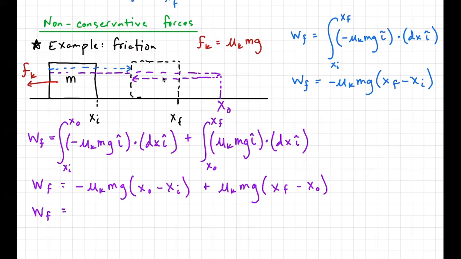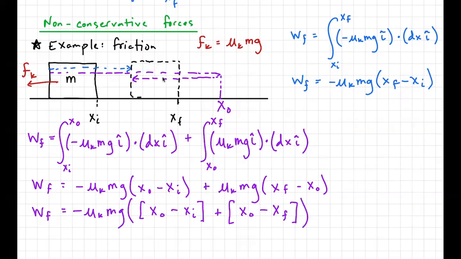So if we try to put it into the same form as above, so minus mu k mg times some displacement, that kind of looks like this. So we've got an x naught, and then minus an xi, and then I've got a plus x naught minus xf, just flipping the sign for that last part.